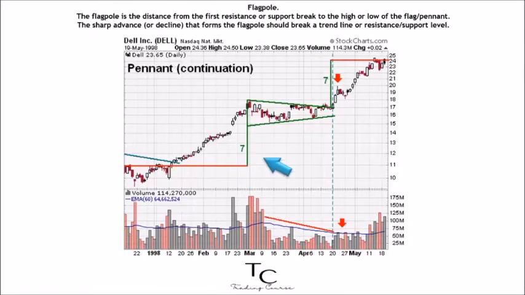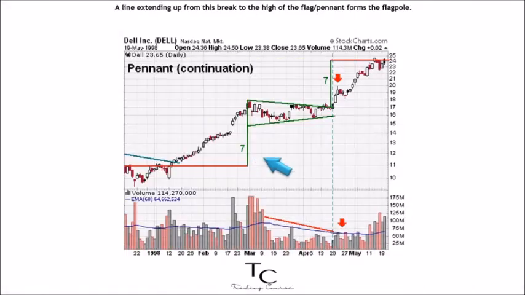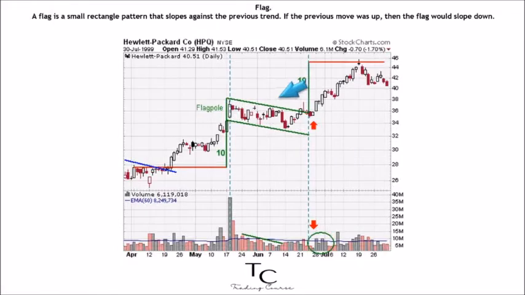Flagpole. The flagpole is the distance from the first resistance or support break to the high or low of the flag or pennant. The sharp advance or decline that forms the flagpole should break a trend line or resistance or support level. A line extending up from this break to the high of the flag or pennant forms the flagpole.